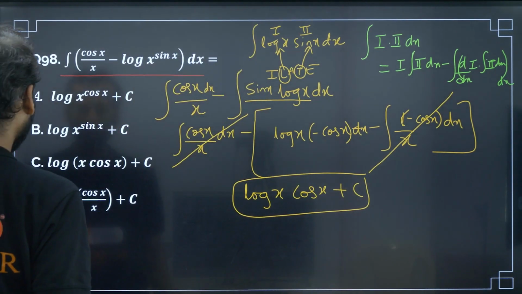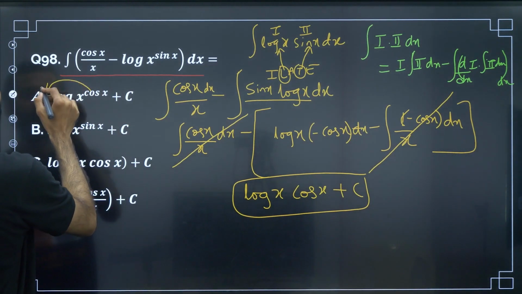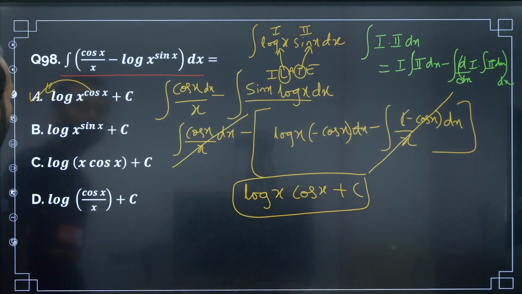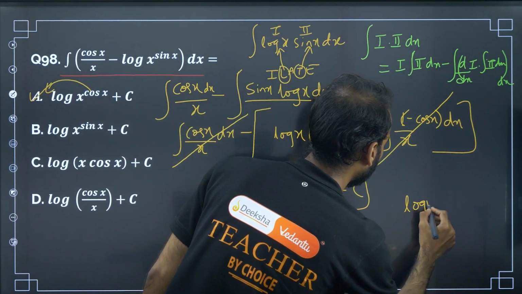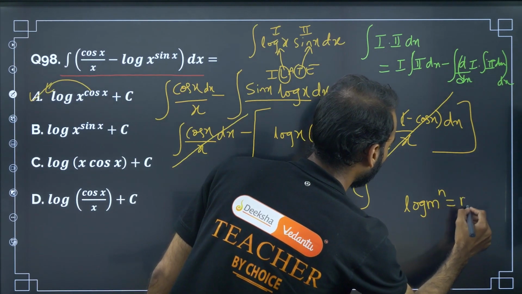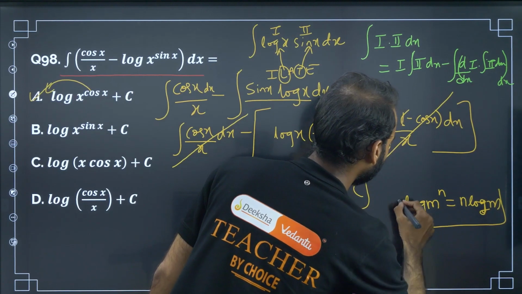Is there any option like log x cos x? This cos x can be written here also, because try to recall one property: log m to the power n is n log m.